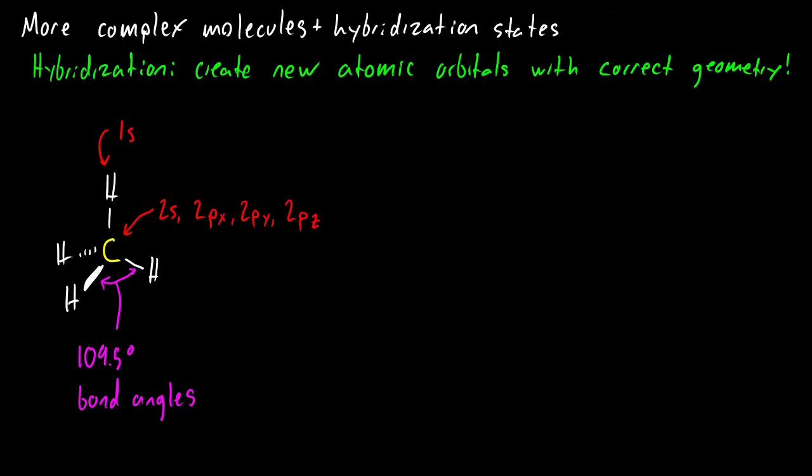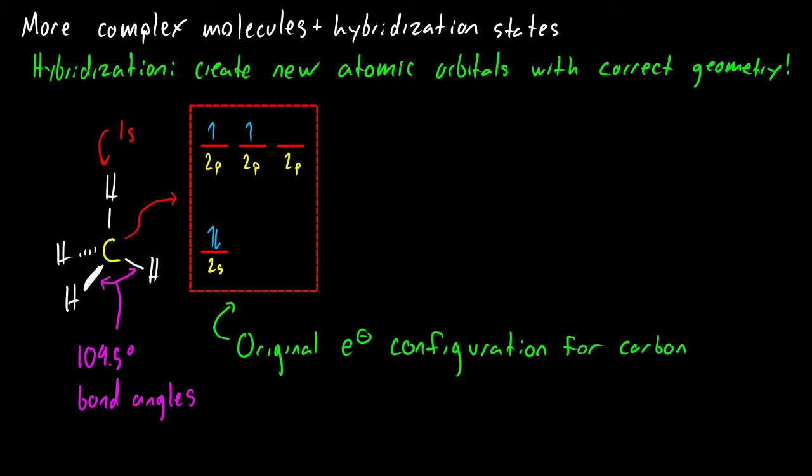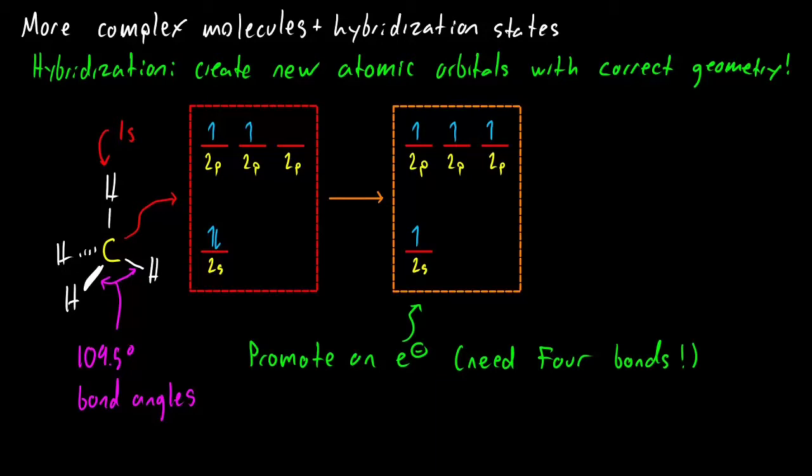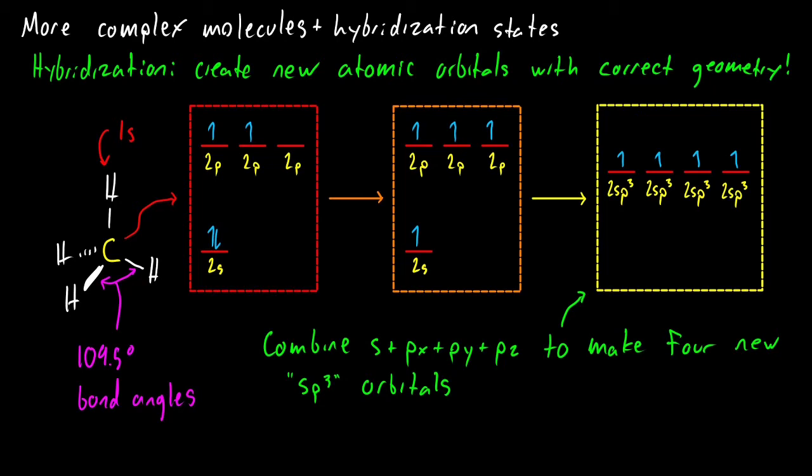We take our old atomic orbitals and we mix them to create new atomic orbitals that happen to point in the correct directions. So here is a picture of our original electron configuration for our carbon atom. Since we need 4 bonds, what we'll do is we'll promote an electron to one of the 2p orbitals so we have 4 half-occupied orbitals. This means that we can now form 4 bonds. Then what we're going to do is we're going to take the s and the p orbitals and mix them to create a new set of 4 atomic orbitals that happen to point in the direction that I want. Since we have mixed 1 s orbital and 3 p orbitals together, we call these new orbitals sp3.